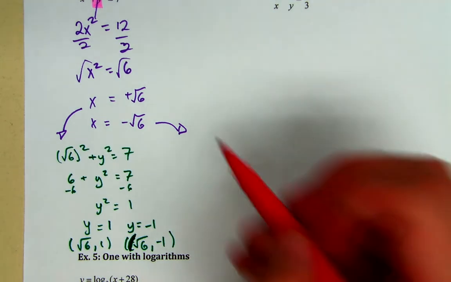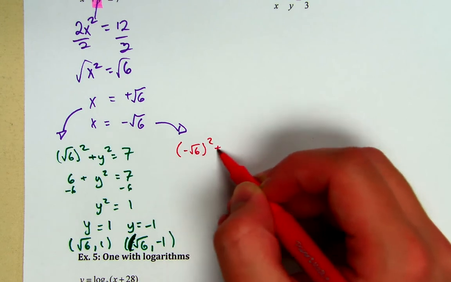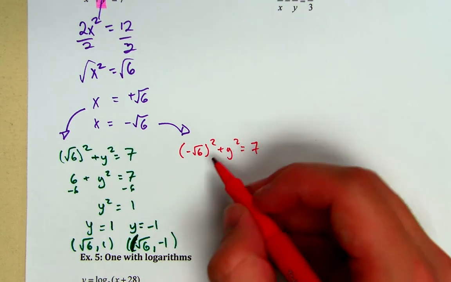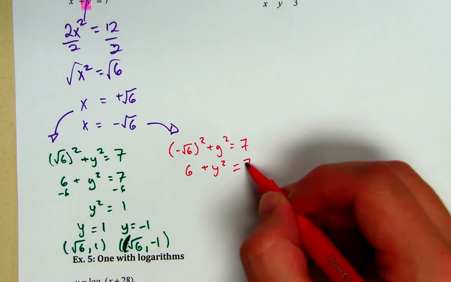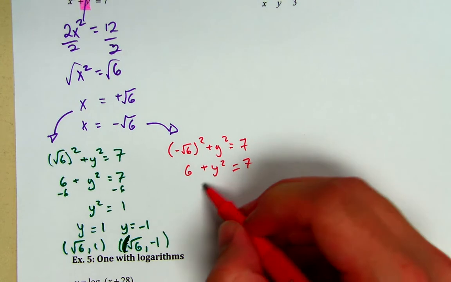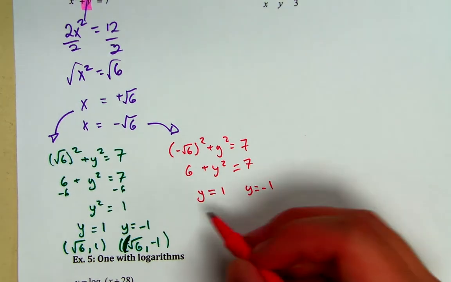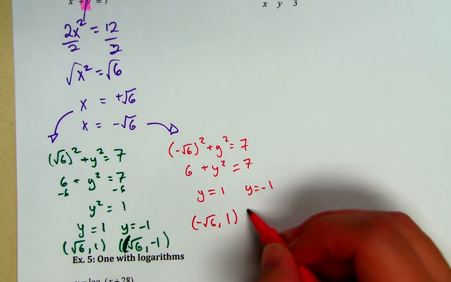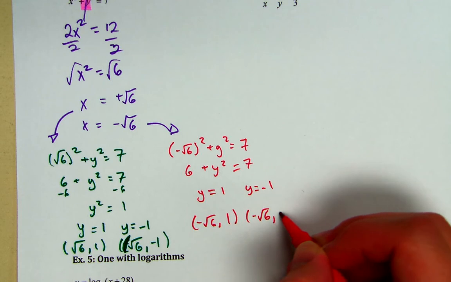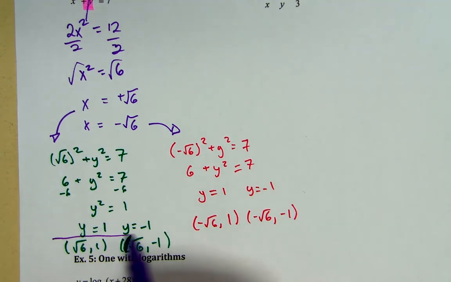Right? And then we've got to use negative square root of 6. So negative square root of 6 squared plus y squared equals 7. Again, it's still going to be 6 squared equals, and we realize, oh hey, this is the same. So you don't even have to do the work. y equals 1, y equals negative 1. And then we've got negative root 6, 1, and negative root 6, negative 1. And again, we have four solutions here.